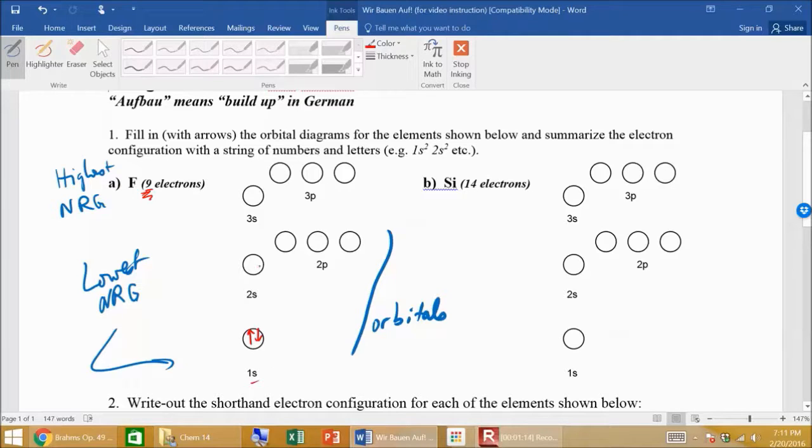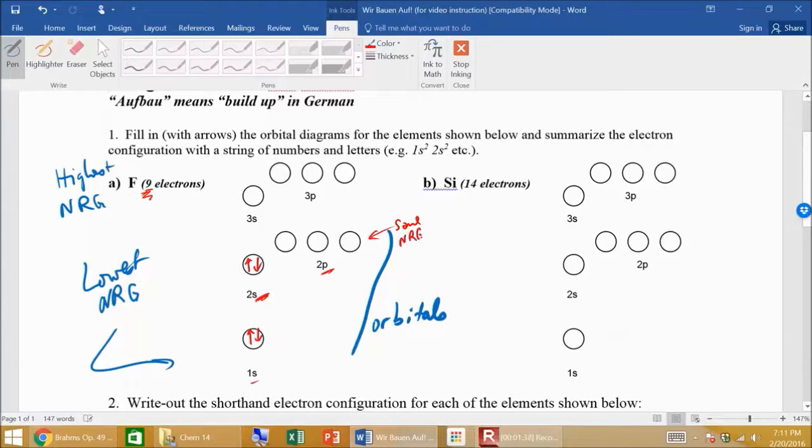My third electron has to choose here in the 2s, 2p. 2s is lower. Notice how it's lower than 2p. So the third electron goes here. Fourth electron will join it. Now I have 3 orbitals right here that are all the same.